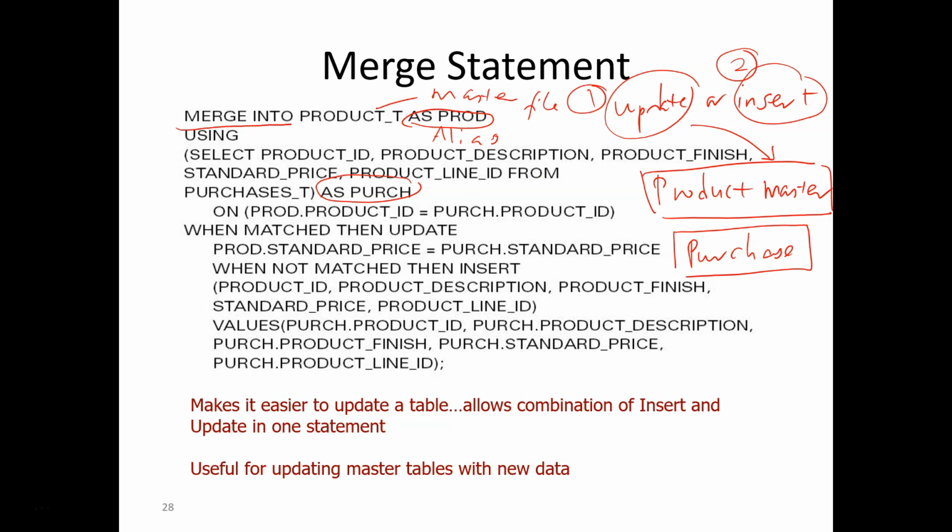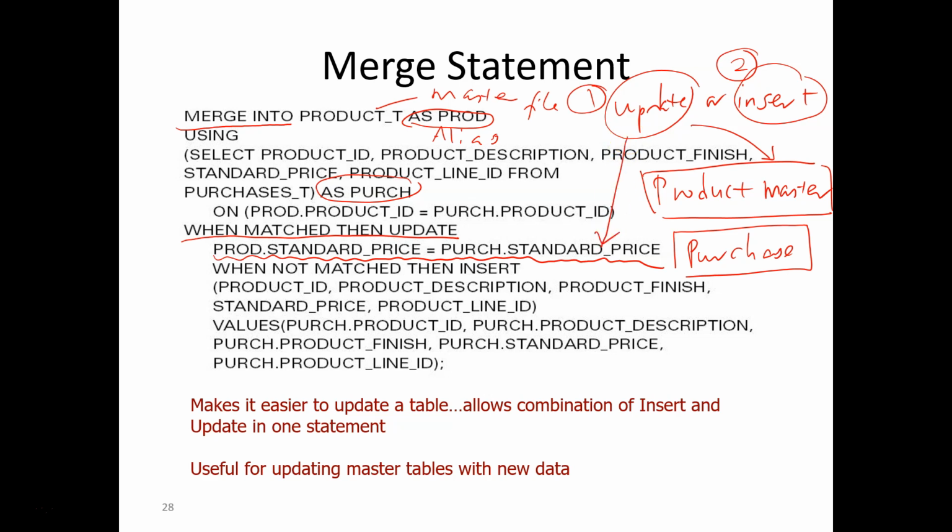So what we are doing here is trying to match the product ID in these two tables. When matched, then update. What it means is when there is a match, which means the same product appears in both the product table and the purchase table, right? We are going to update the existing record on the product table. That's why it says when matched, then update. So the product dot standard price equal to purge dot standard price. So we are putting the new price in the field for the price in the product table.